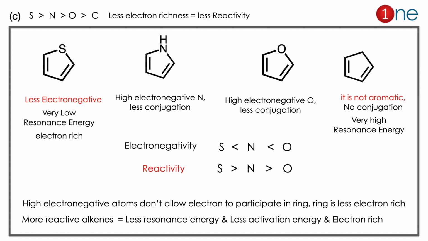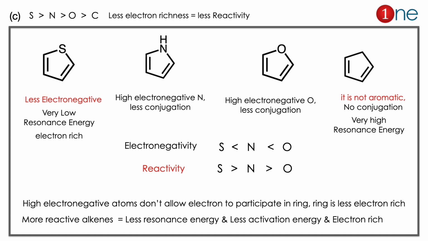So if you compare all 4, the 4th one is not aromatic because of no conjugation. Definitely it will have very high energy or it won't have any significance. So it will be the least one. If you analyze the highest one, sulfur will be the highest because it is less electronegative, has very low resonance energy, is electron rich, and its reactivity is higher. Then if you compare nitrogen and oxygen, oxygen will be the lesser one because of the electronegativity. So if you look at the trend, sulfur will come first, then nitrogen, then oxygen, then carbon. So the answer is clearly C.